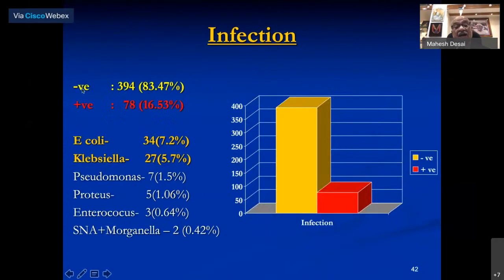Infection. Now, 83% of the recurrent stones had no infection at all. Only 16% had an infection, and the majority of them were E. coli or Klebsiella, which were associated with the stone formation.